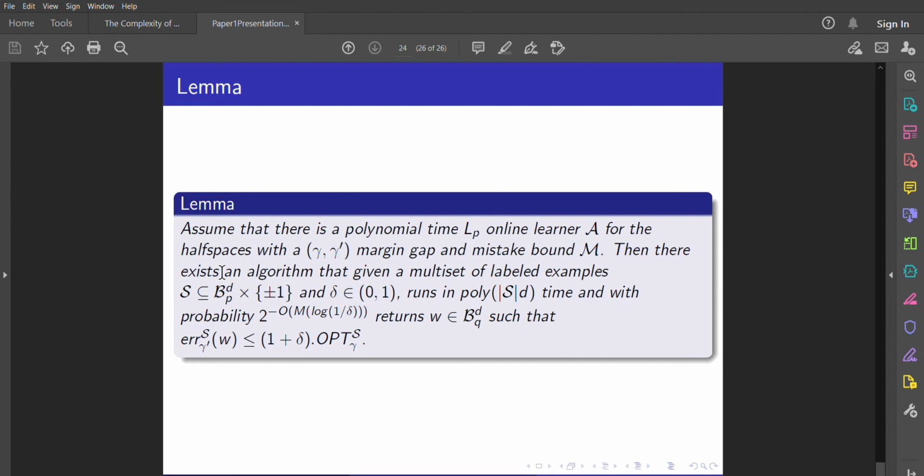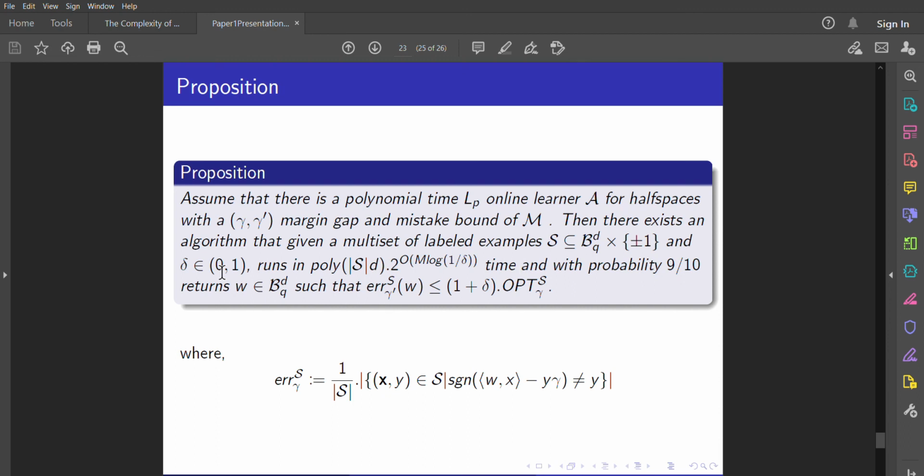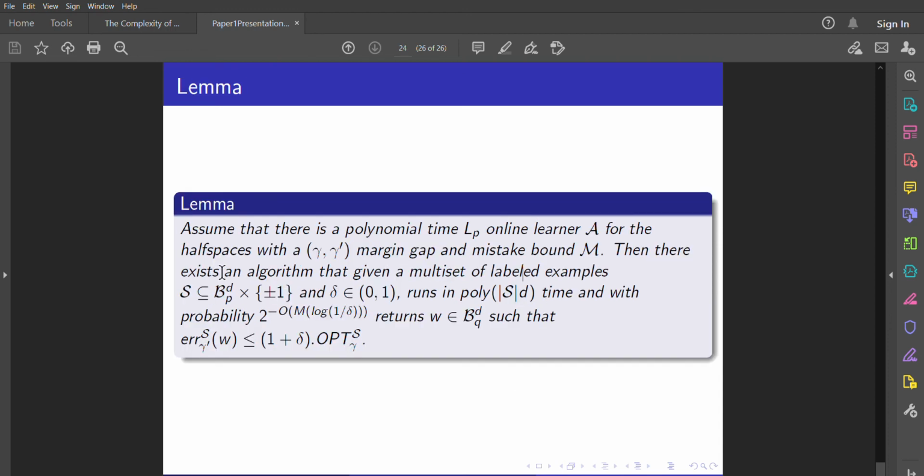Also, here is something that I didn't mention, but will add to my slides later on: instead of D, S is used to denote the empirical error on the uniform distribution over S. So we now modify this proposition to the following lemma, which has a small success probability, but it is faster. What we do is run this lemma many times and return the best W. So the lemma is as follows.